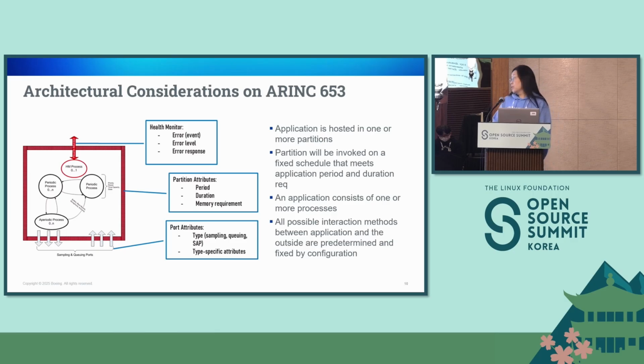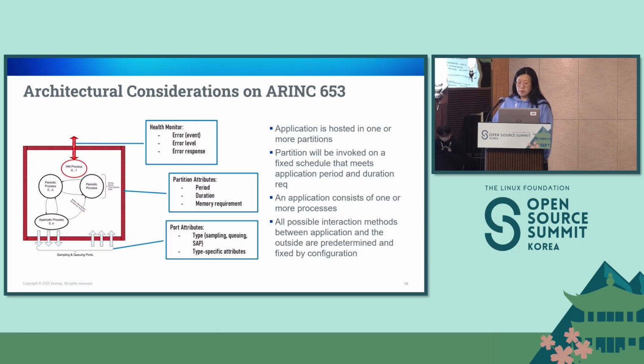Let's think about how an application works using the Apex API. There is a partition, the red boxes, and there is a partition that has its own period, duration, and memory requirement. And within a partition, an application will have periodic processes and aperiodic processes. They can be created by the process management API with the process attribute. As you can see, the attributes include processing rate, duration, priority, and state.